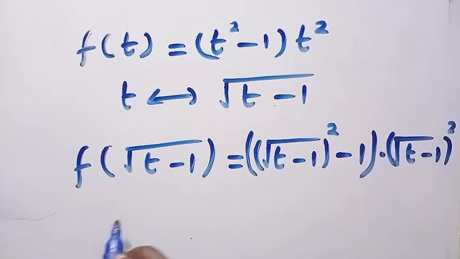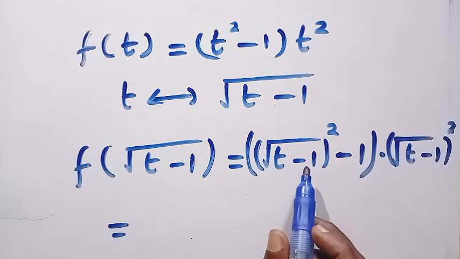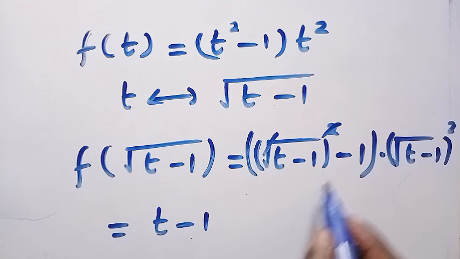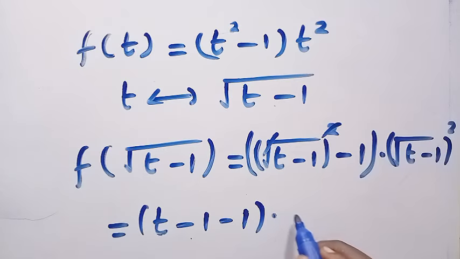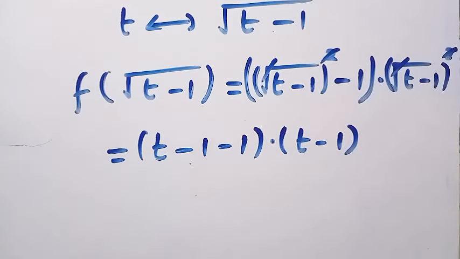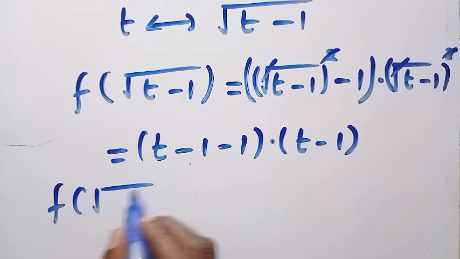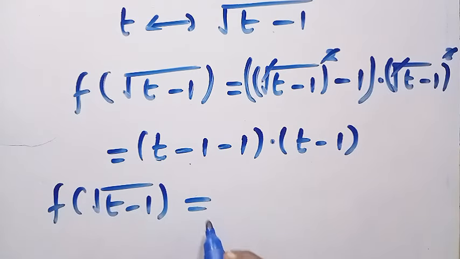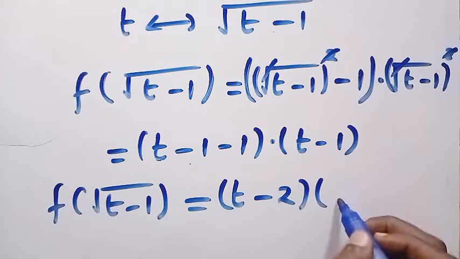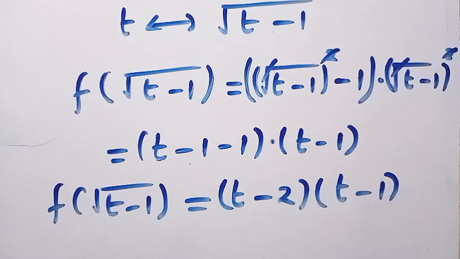After obtaining this, we have f of root t minus 1 equals, here we have the square root of t minus 1 squared, where the square and square root cancel, as we have only t minus 1. Then we have another minus 1 in the bracket. All this in bracket is multiplied by this square and square root, which also cancel, and we have only t minus 1. On getting this, we have f of the square root of t minus 1 equals t minus 1 minus 1, that is minus 2, then multiplied by t minus 1. So this is what we have.